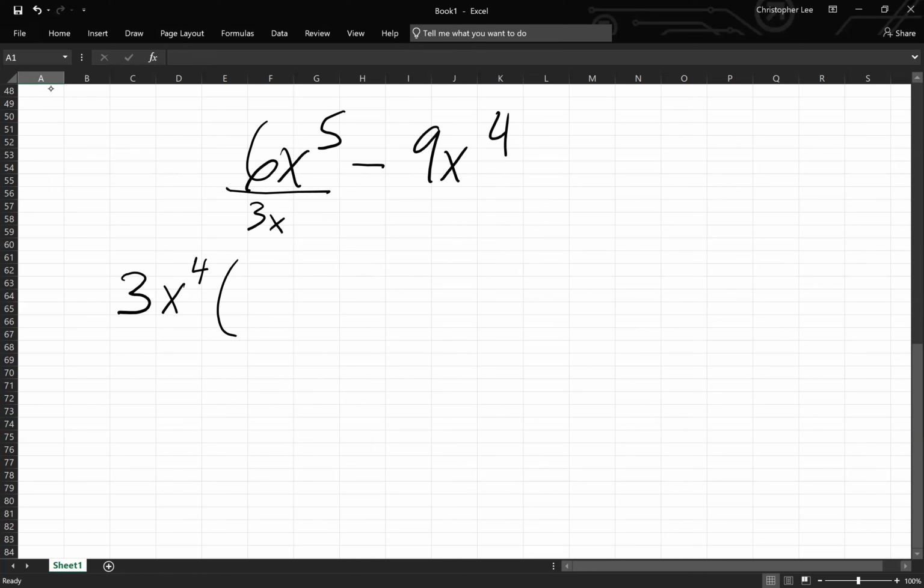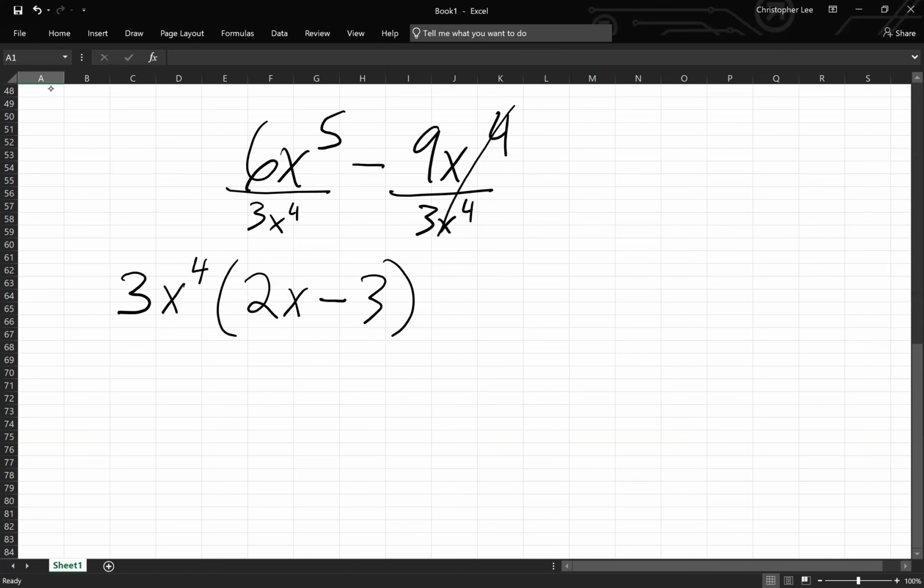Remember, I'm dividing by 3x to the 4th, right? 6 divided by 3 is 2. X to the 5th divided by x to the 4th is... How do we divide exponents? We subtract, right? 5 minus 4 is 1. And negative divided by positive is a negative. 9 divided by 3 is 3. And x to the 4th cancels out. So that's just my answer right there. Got you. Well, that's why there are so many questions, just practice.